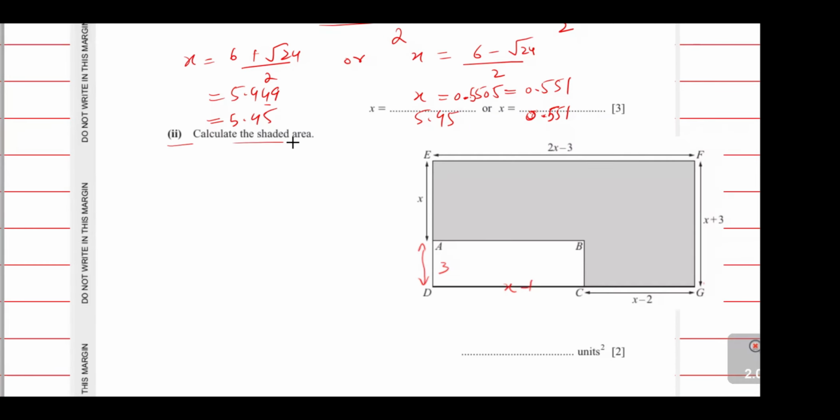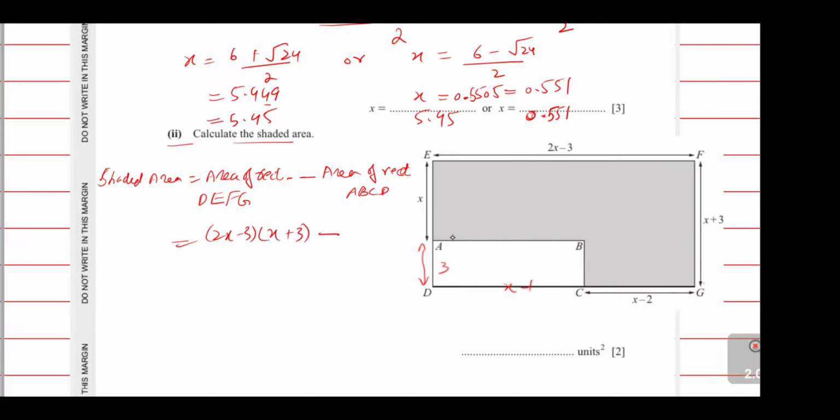Part second, calculate the shaded area. Look here. The shaded area will be equal to the area of rectangle DEFG minus the area of rectangle ABCD. The area of the bigger rectangle is (2x minus 3) into (x plus 3), and the area of the rectangle here is (x minus 3) into (x minus 1).